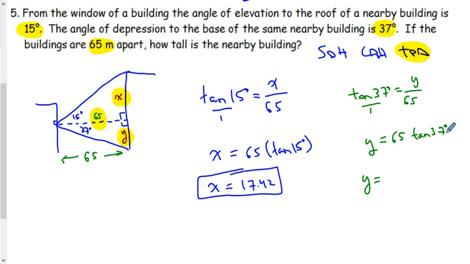So 65 times tan of 37, that's some calculator work. That's going to be 48.98. Okay, now we need to add those together because we need to get the height of the whole building.